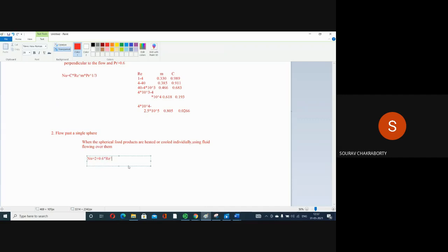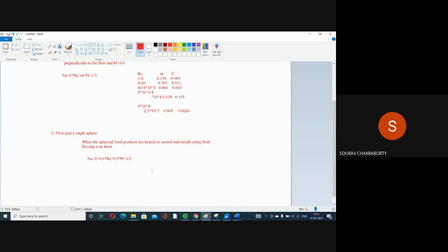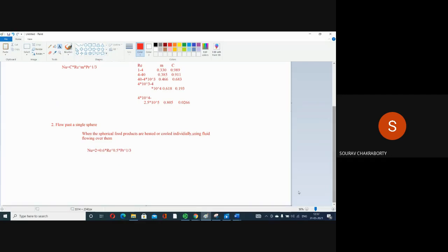Re to the power 0.5 into Prandtl to the power 1 by 3. Okay, on the basis of this expression we can determine it, and here all the properties are determined at bulk fluid temperature, that is at TF. Okay, so on the basis of this we will solve one numerical.